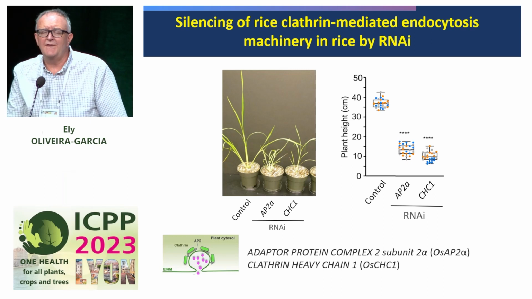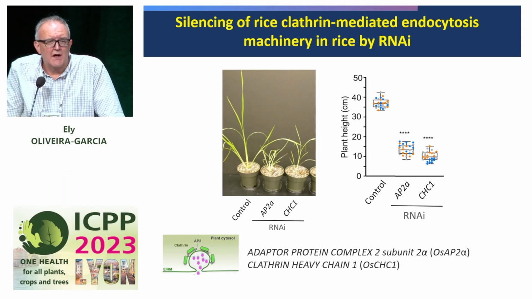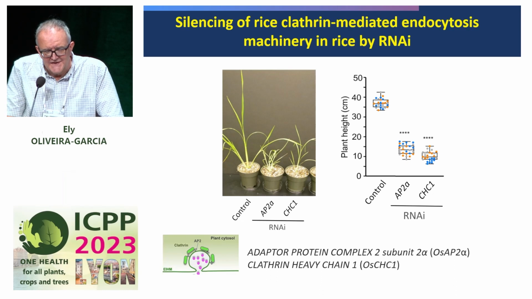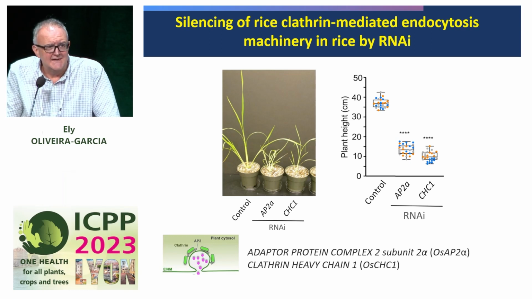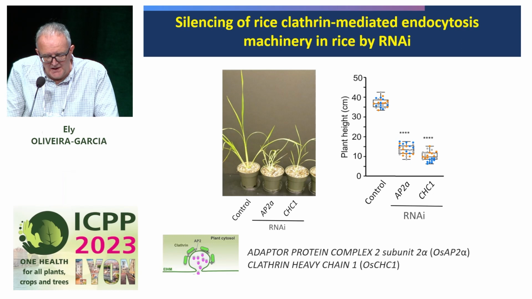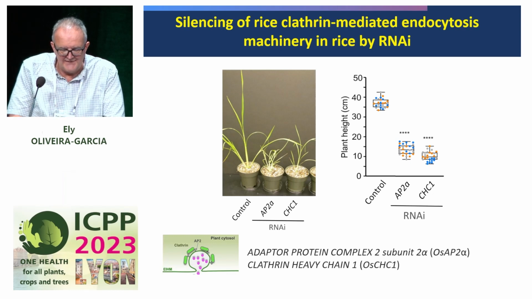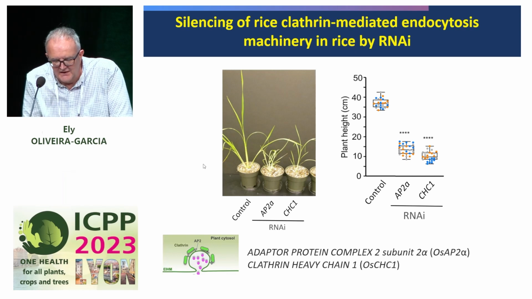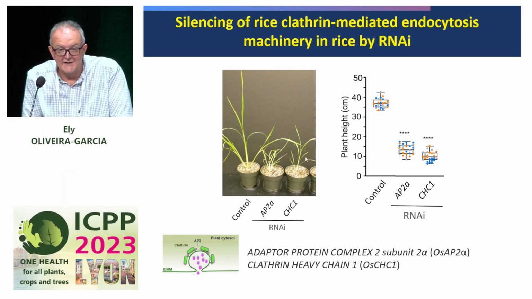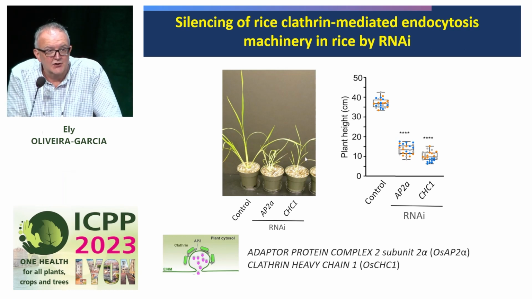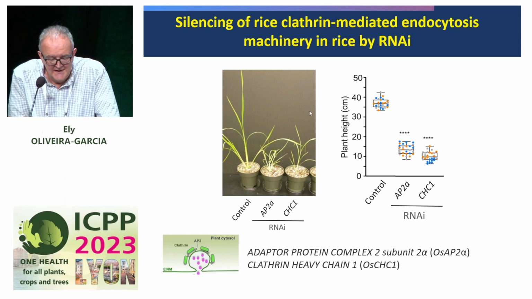So how do we test that functionally? Well, what we used was virus-induced gene silencing, VIGS. This is using the Brome mosaic virus system. And we silenced two components of the clathrin-mediated endocytosis pathway, the adaptor protein complex 2 gene, AP2, and also clathrin heavy chain. Those VIGS lines are really reduced and stunted in growth, as you might expect for something which is such a crucial component of the endocytic process in plants. And so you can see that those plants tend to be stunted.